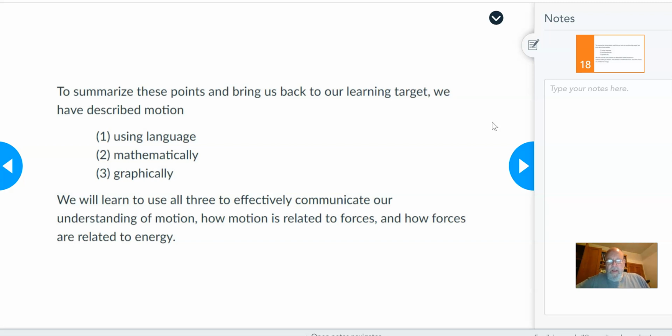mathematically, and graphically. So now we're going to go to the actual first topic of this unit. And that's going to be the unit entitled Frames of Reference, Position, and Displacement. And so all you need to do is just keep going to the next slide and continue to fill out the worksheet. And I'm just going to go to the next slide.